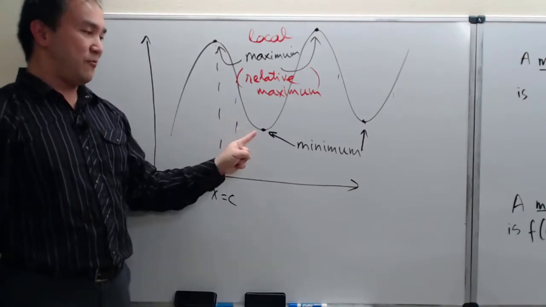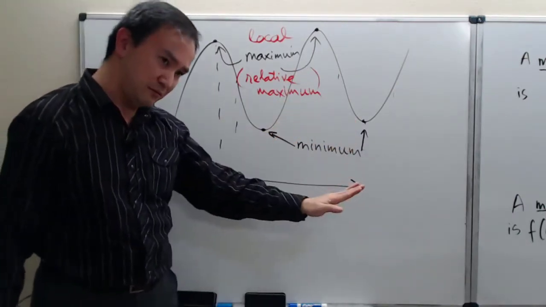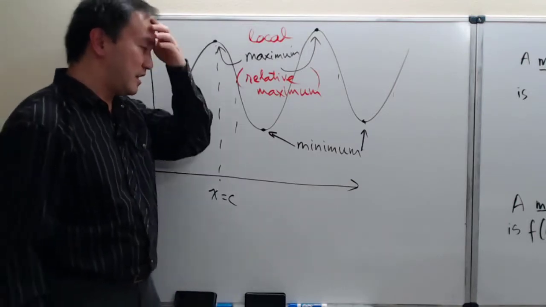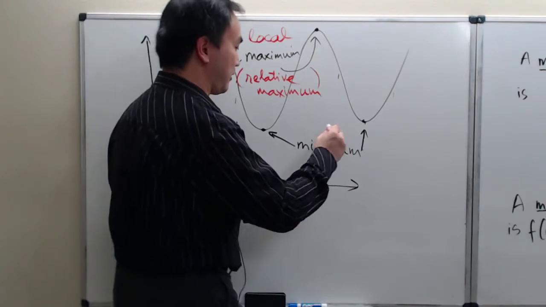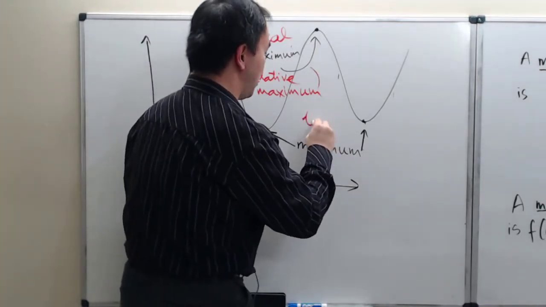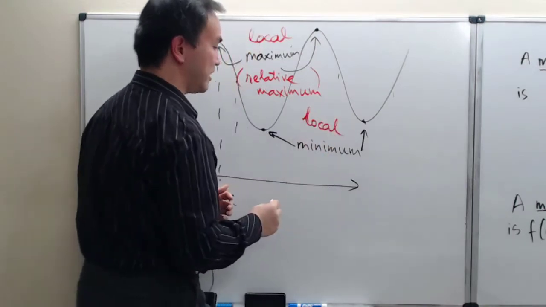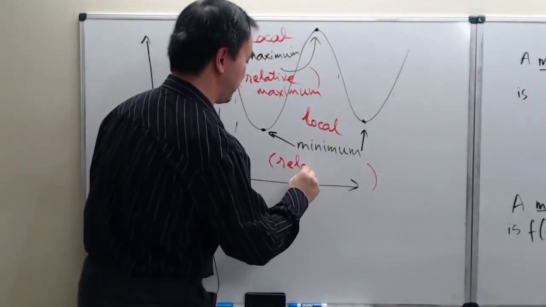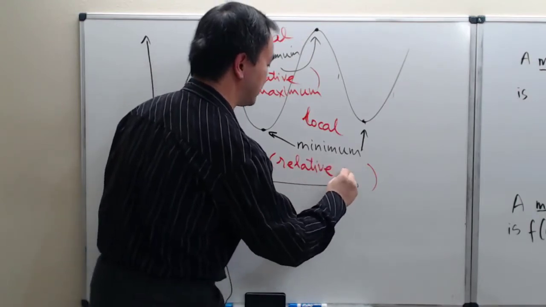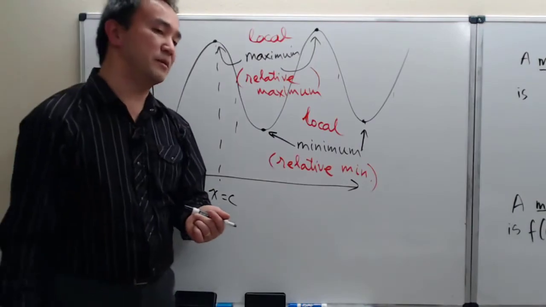Okay, so same way here, these two points right here, they are minimums. Okay, but they are not really the lowest out of all. So now we can call these the local minimum. Okay, local minimum, or we can also refer to these as the relative minimum. Okay, and MIN is short for minimum.